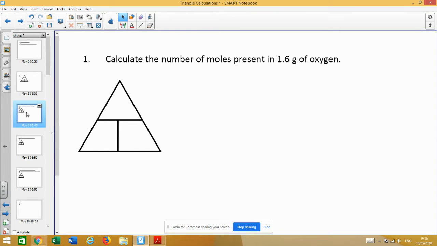So to calculate the number of moles present in 1.6 grams of oxygen, what we're looking at here is, again, we've got mass, moles, and GFM. Sorry, not great at writing on this. So for mass, moles, GFM, we know the mass is 1.6. We know we can always work out the GFM. So for oxygen, it's O2.